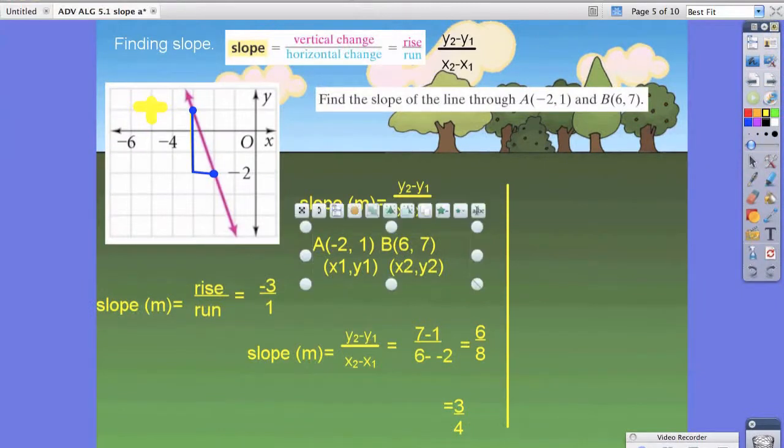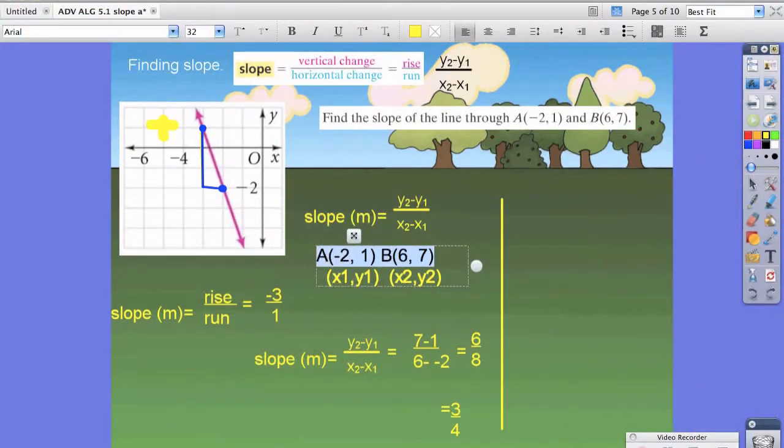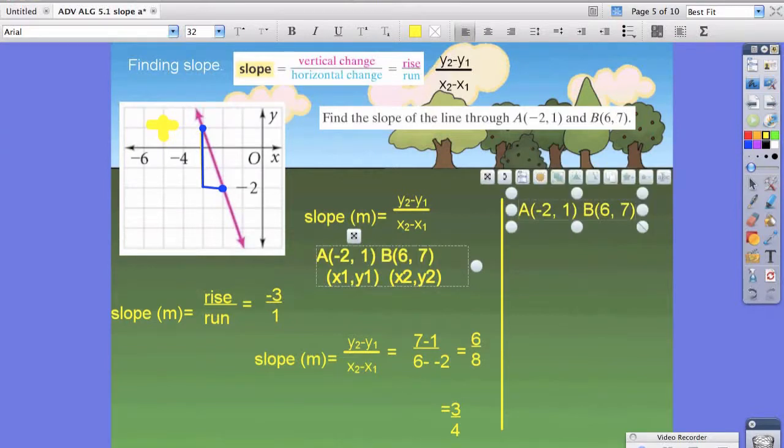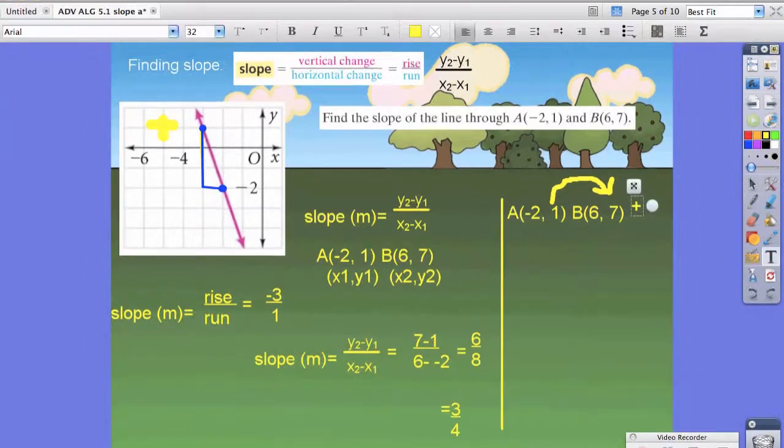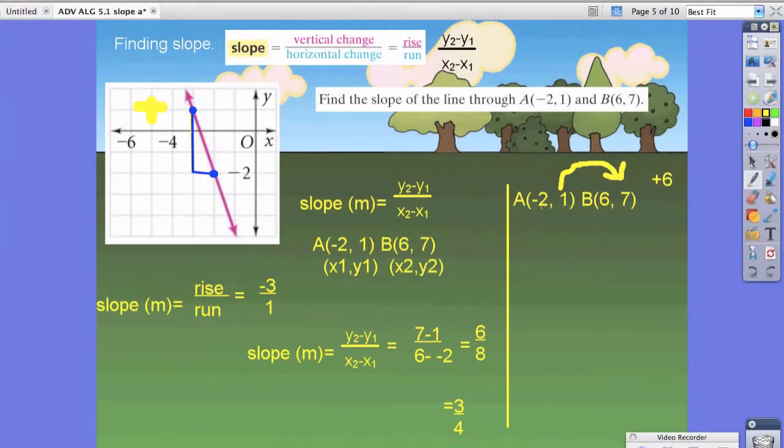Now if we show you the more shortcut way, here's how this works. It's really important to notice that we always have to do our y's on the top, our x's on the bottom. So from 1 to 7, we had to add 6. Notice we did the arrow on top, so our number is going to be on the top. To do -2 to 1, -2 to 6, we had to add 8.